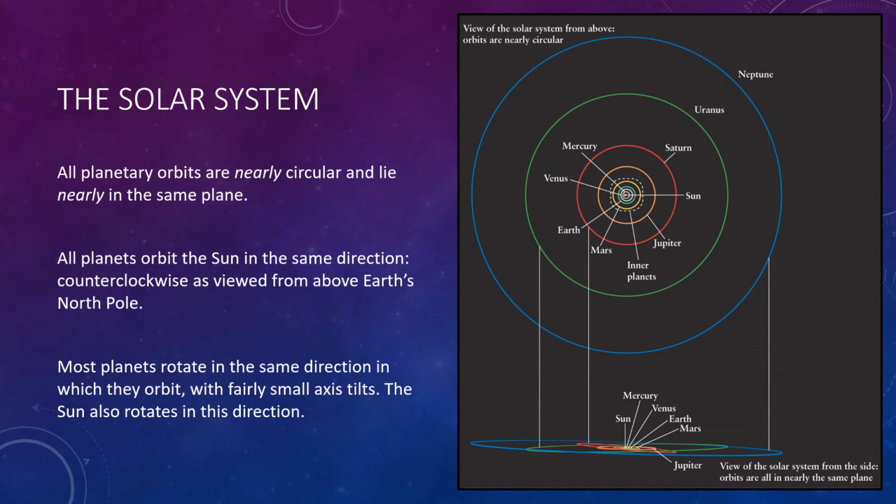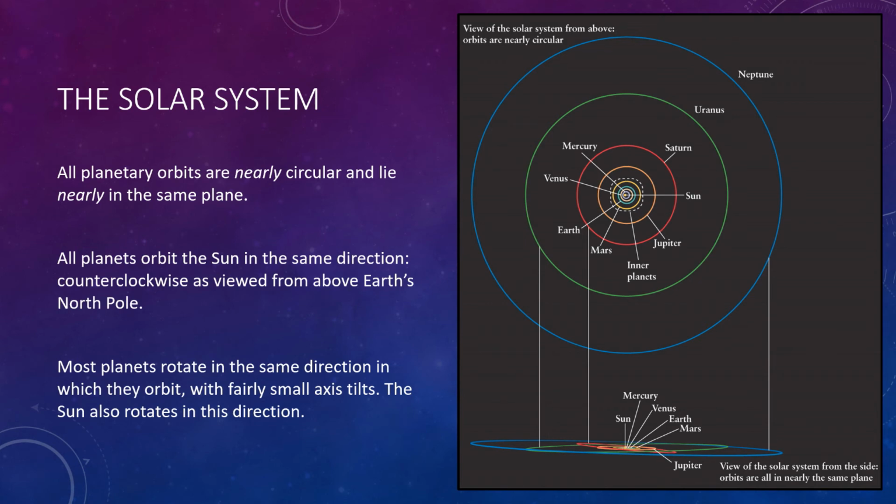Furthermore, all planets orbit the Sun in the same direction, that is, counterclockwise as viewed from above the Earth's North Pole. Most planets also rotate in the same direction in which they orbit, with fairly small axis tilts. The Sun also rotates in this direction. And last but not least, most of the solar system's large moons exhibit similar properties, in that their orbits around their planets are all in the same direction, and they all rotate in the same direction as well.